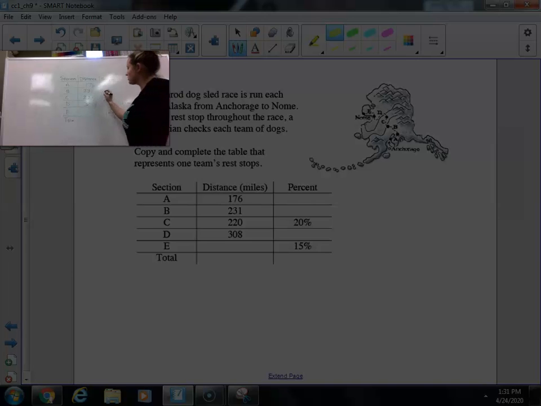So we know our rule going this way would be to divide, and going this way to multiply. And what are we dividing and multiplying by there? By 11. So 20 times 11 gives you 220, and 220 divided by 11 gives you 20. So if we look at our distance for section A, it gives us 176. So we know we're going this way to get the percent, so we have to divide by 11, which is going to give you 16%.